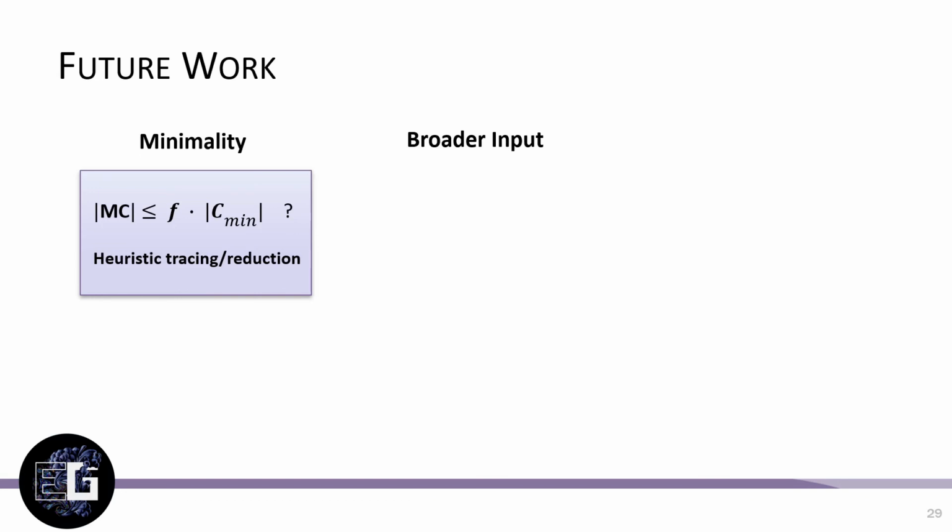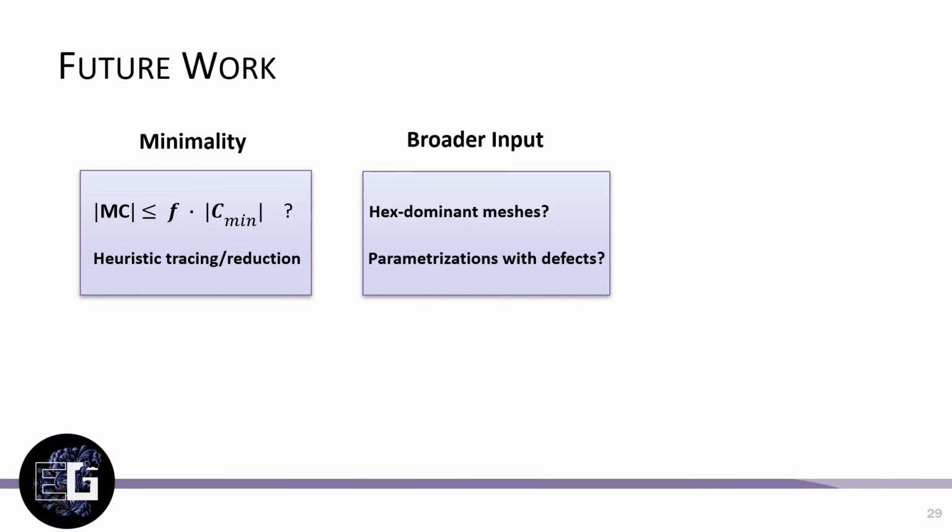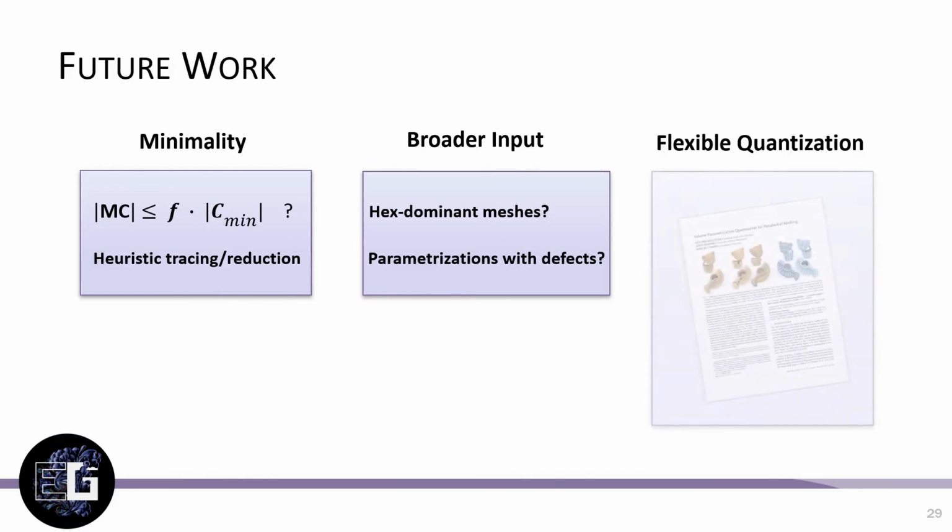The second interesting aspect is that of considering other types of input. One such input may be hex-dominant meshes. A similar consideration would be whether the motorcycle complex could somehow be constructed even on parametrizations with inversions or degeneracies, which is of high practical relevance. Lastly, the quantization procedure in the state presented in our paper is somewhat limited. For 2D motorcycle graphs, however, it has been shown that quantization flexibility is important for structural optimization of the output. We have a paper coming up later this year that treats the fully flexible and robust quantization in detail.